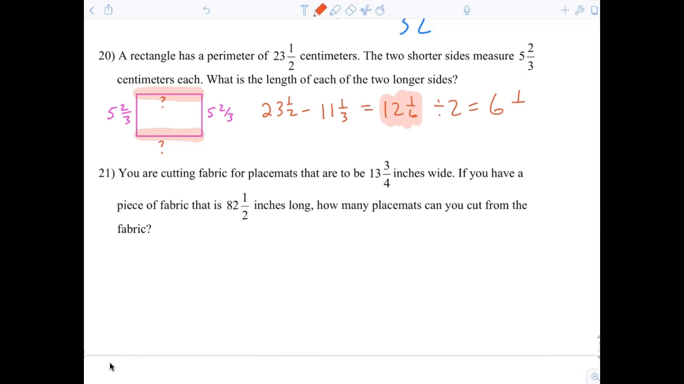Now, I'm not saying that was simple. I'm saying you should be able to see that. I don't want you trying to memorize a bunch of rules. I want you saying, hey, the perimeter is all the way around. They gave me two sides, so I add them up and subtract.